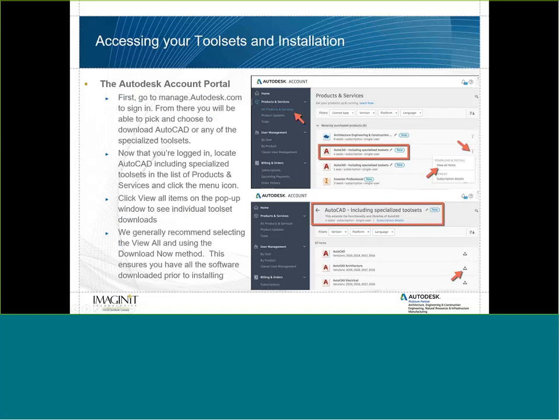From there, you'll pick and choose to download AutoCAD or any of the specialized tool sets. So you'll actually go to where it says AutoCAD including specialized tool sets. You'll go to the three dots on the right, and you'll say View All Items. As soon as you say View All Items, it will pop up, and it will say AutoCAD including specialized tool sets, and here is where you will find your AutoCAD Architecture, Electrical, MEP, and all of the things that are included in that tool set. Now, when you get to this point, you'll click on the little bracket on its back with the little down arrow pointing to it on the right.